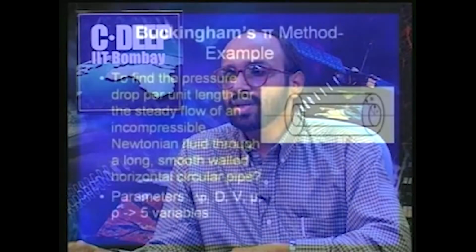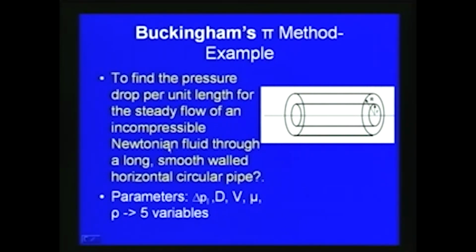To illustrate this Buckingham pi method, we will discuss a small problem. The problem is to find the pressure drop per unit length for the steady flow of an incompressible Newtonian fluid through a long smooth walled horizontal circular pipe. Here you can see a smooth walled pipe in a horizontal position. Let the diameter of the pipe be d, the average velocity be v, the viscosity of the fluid passing through the pipe be mu, and rho be the density.